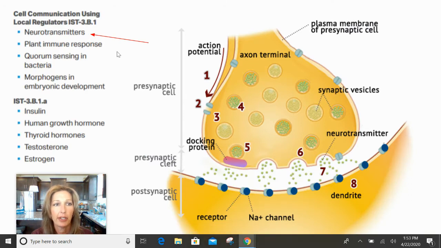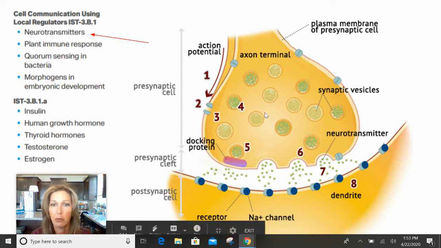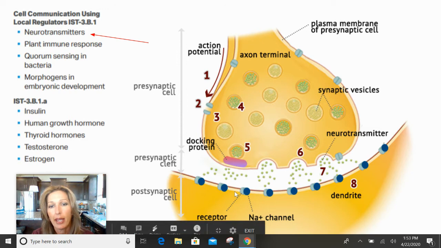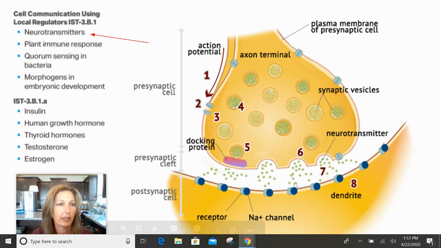Now, some other cell communication using local regulators: neurotransmitters from neuron to neuron at the synapse. This would be the axon terminal, and at the axon, neurotransmitters get released, and the dendrite has to have receptors. And these are actually ligand gated ion channels. So, that's just carryover from a previous unit. And so, when enough neurotransmitters signal and open up these channels, sodium ions rush through. That changes then the voltage, which now propagates the action potential down the rest of the neuron.